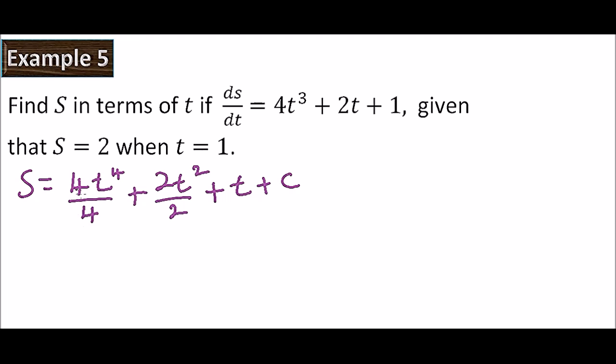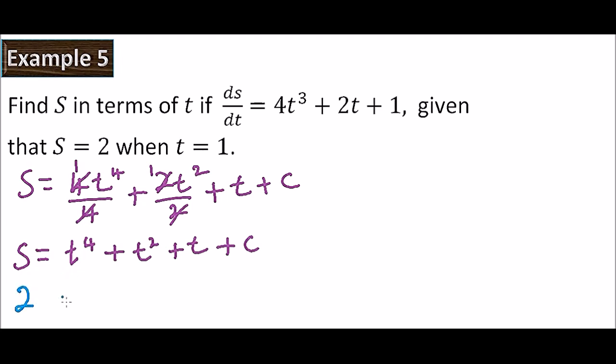We can simplify, so we can divide 4 by 4, we get 1. Divide 2 by 2, we get 1. So our s is equal to t to power 4 plus t squared plus t plus c. Now that we have been given s is equal to 2 when t is equal to 1, we replace it in our function so that we get the value of c. So s is 2, so 2 is equal to 1 to power 4 plus 1 squared plus 1 plus c.